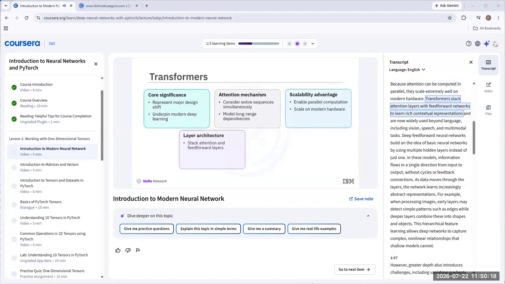Transformers stack attention layers with feed-forward networks to learn rich contextual representations and are now widely used beyond language, including vision, speech, and multimodal tasks.